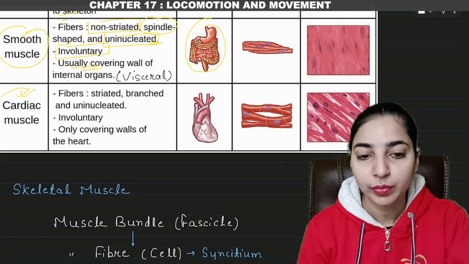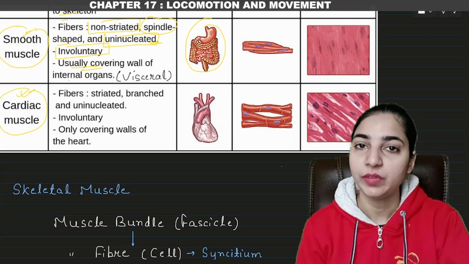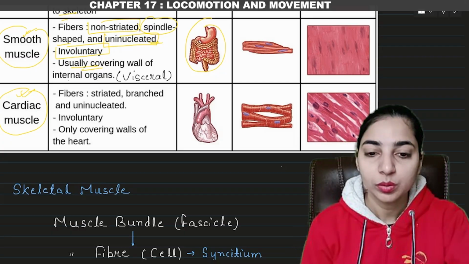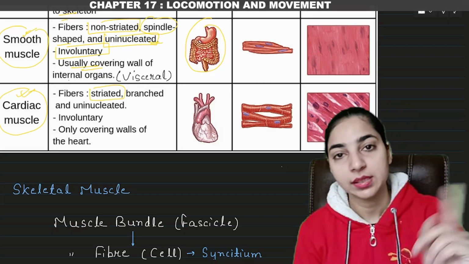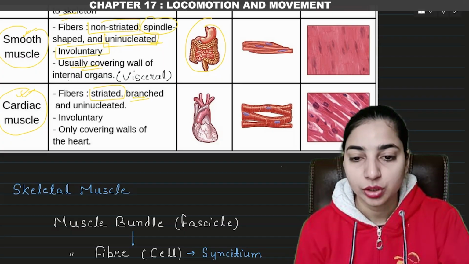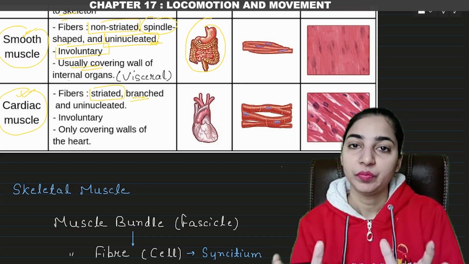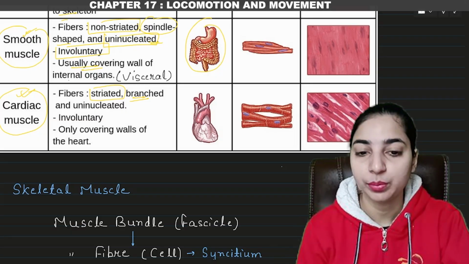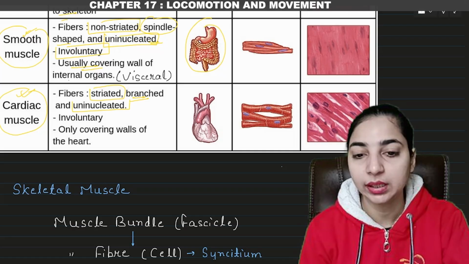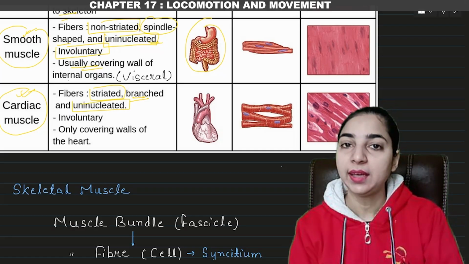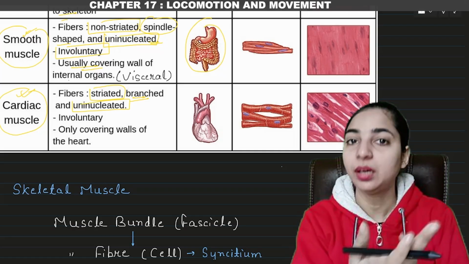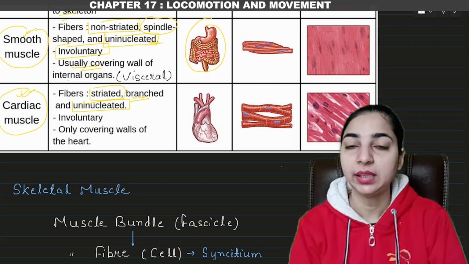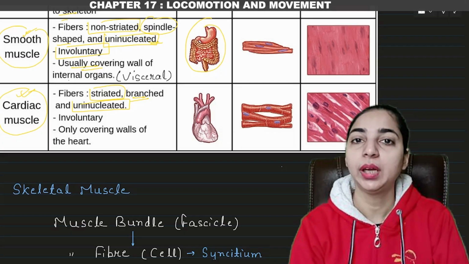And then the third type of muscle is the cardiac muscle. Obviously, it is clear from the name that the cardiac muscles are present in the heart. Again, these are striated like the skeletal muscle, and these are branched. So many muscle fibers are together forming a branched network. Only the cardiac muscles are branched, and these are uninucleated like the smooth muscle. So one characteristic of the cardiac muscle that is the same as the skeletal muscle is that both are striated, and one characteristic of the cardiac muscle that is the same as the smooth muscle is that both are uninucleated.